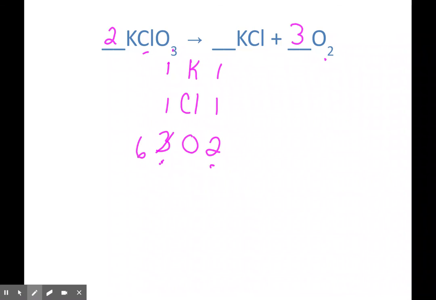So 6 oxygens there, 6 oxygens there. But what did that do to my KCl on this side? My K is now a 2, my Cl is now 2, and so then that's easy to fix. 2 of each of those now.